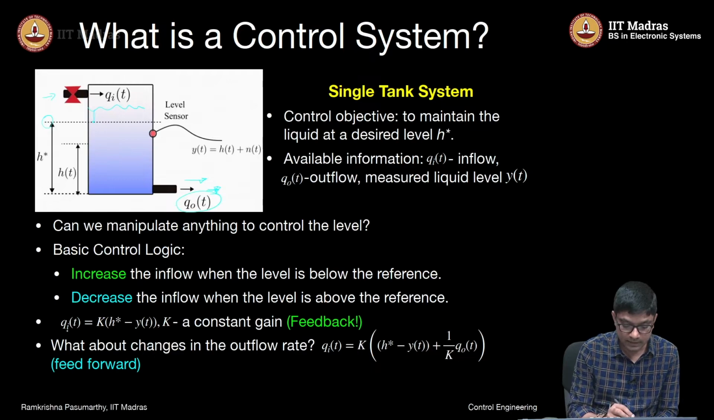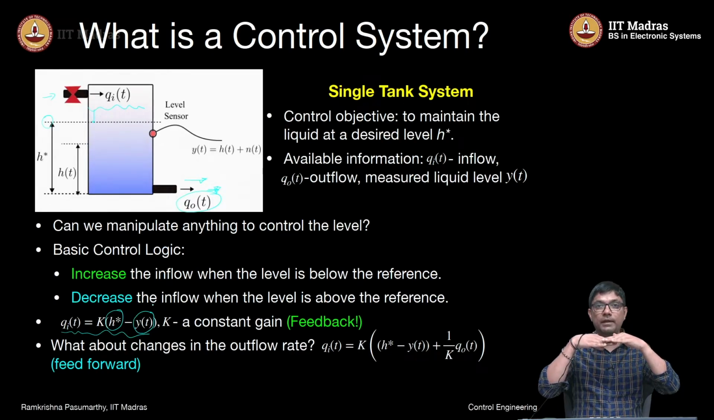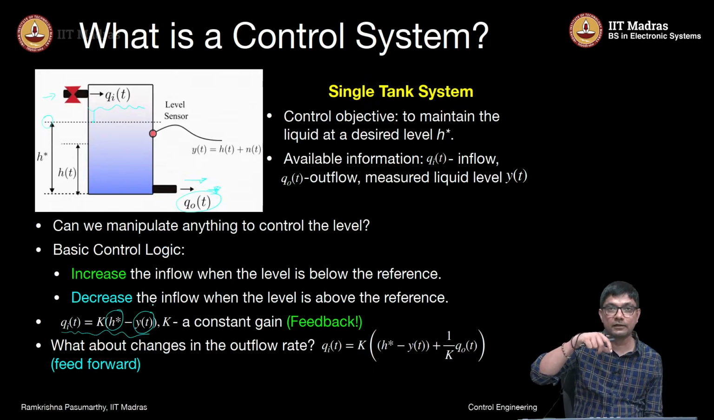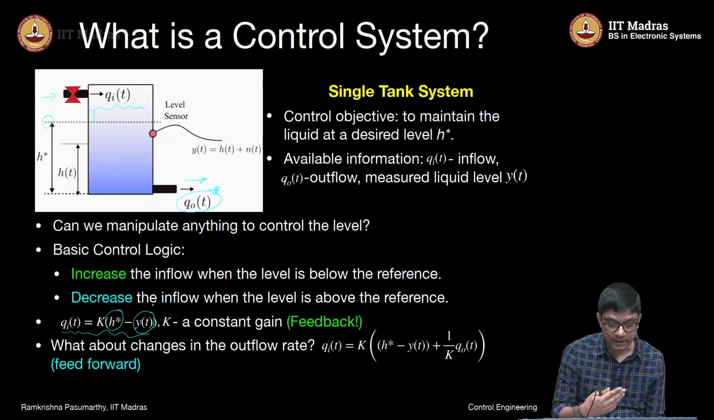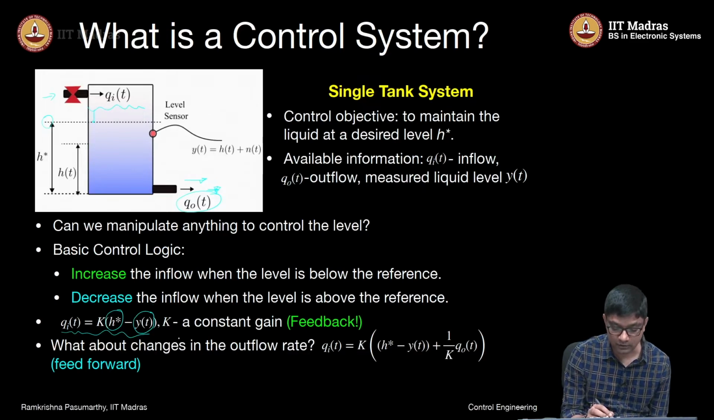Assuming I do not have any outflow, I know what my H star is, I can measure the current height, and based on my desired level and the actual level, I decide how much water to pump in and at what rate. I can turn on the tap fully, then I turn the tap a little lower so that a lower amount of water flows in. So we can adjust the flow of water based on the level of the tap. That in control literature is called a constant gain.